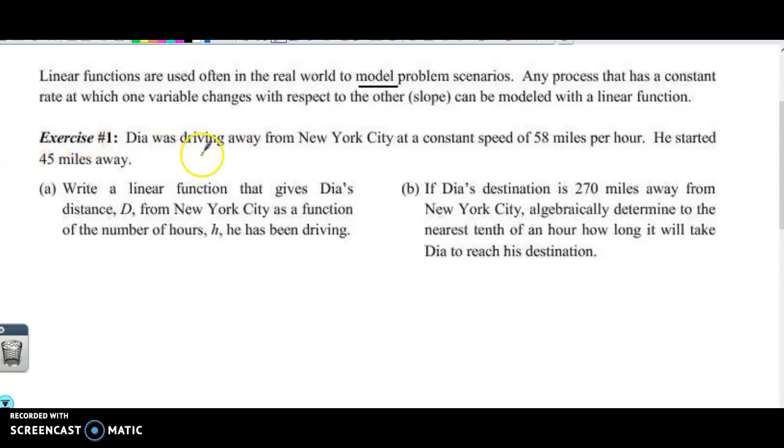And in this first situation, we just have a person, Dia, who's driving away from New York City at a constant speed of 58 miles per hour. And he started 48 miles away.